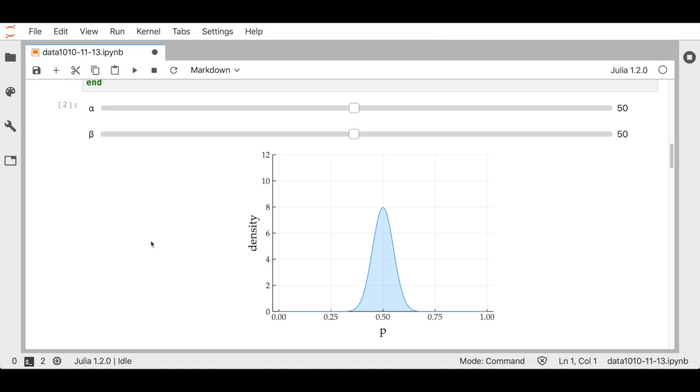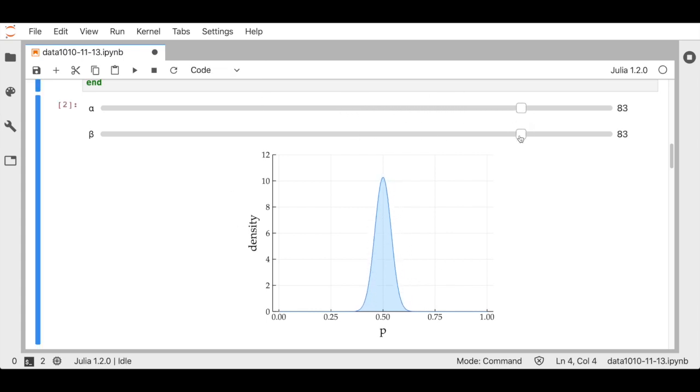So when alpha and beta are both 50, we get this distribution, which looks quite a lot like a normal distribution, although it's not a normal distribution, of course, because it's 0 outside the interval from 0 to 1. And if we move alpha and beta up quite a bit, and preserve their equality, then we get another bell-shaped distribution but with a smaller standard deviation this time. If the numbers are quite low, same idea, just spreads out quite a bit more.